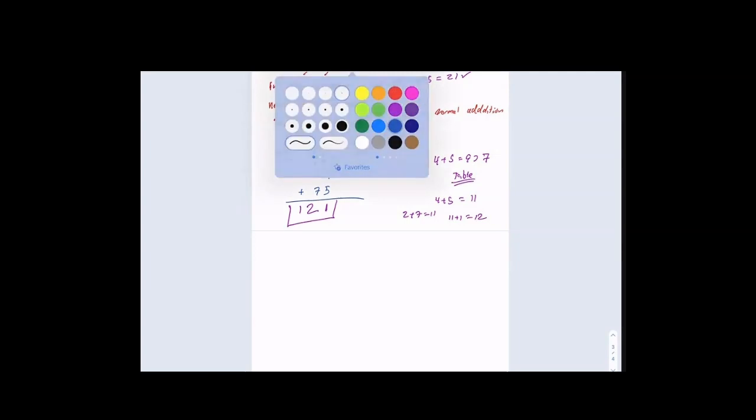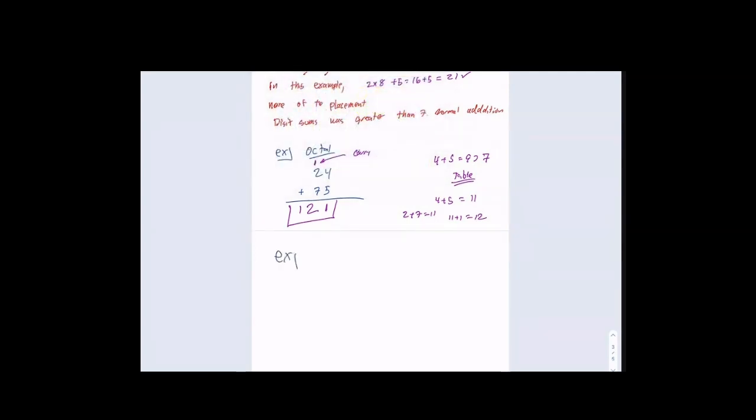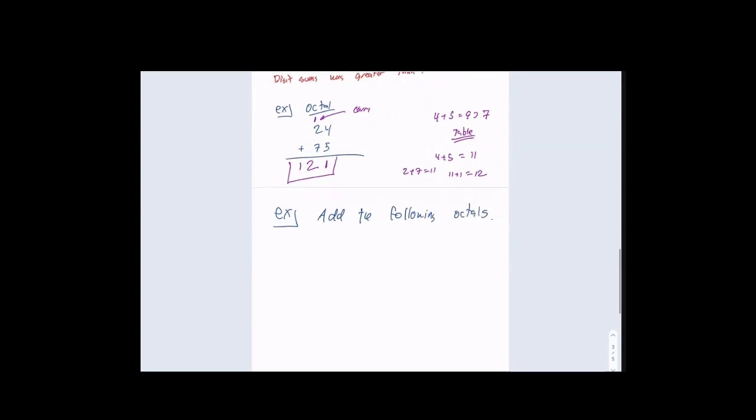All right. Let's go bigger. Let's go 3 digits, which most of your homework problems are actually 3 or 4 digit numbers. All right, so in this example, add the following octals. A. So 2, 7, 4 plus 3, 5, 2.